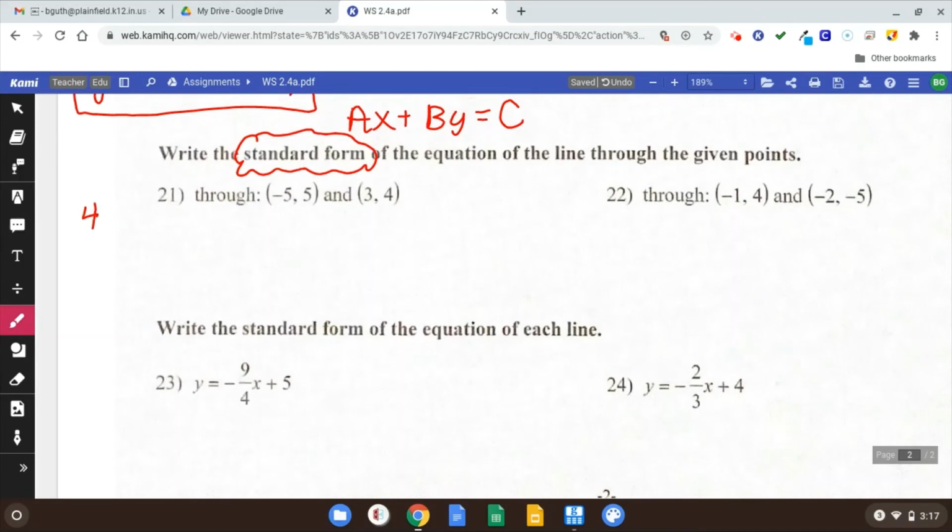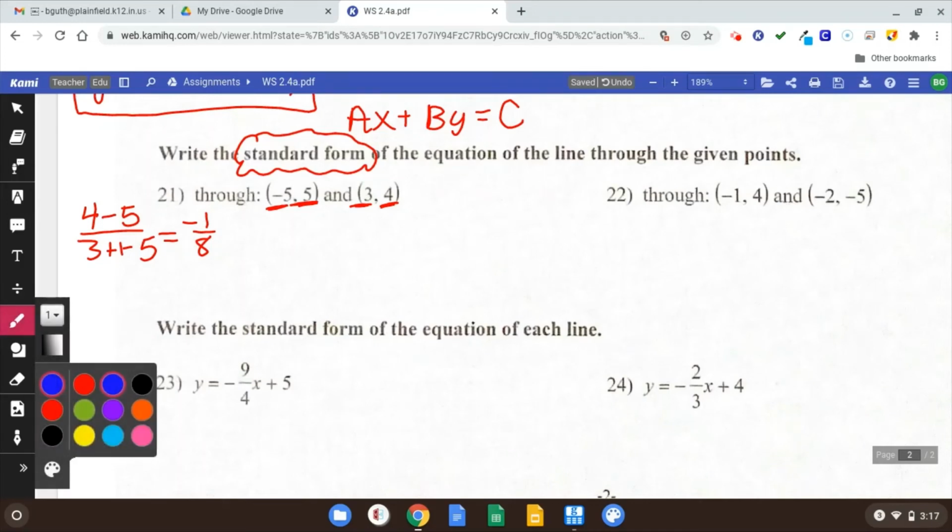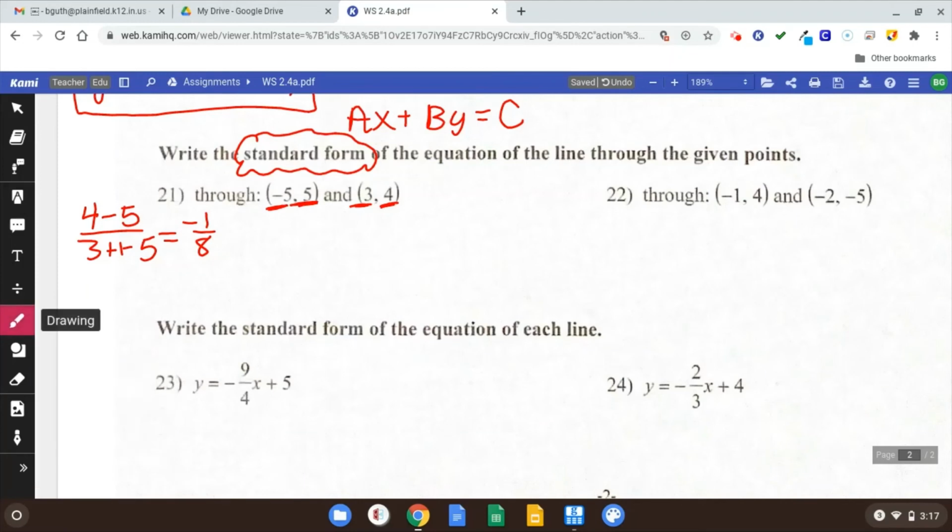y2 minus y1 over x2 minus x1. 4 minus 5 is -1. And plus here, 3 plus 5 is 8. So my slope is -1/8. That's weird. But whatever, we've got this. So I start with point slope form. Even though that's not what I want to end up with, I start with point slope. I'm going to use this point. I'm going to ignore this point.